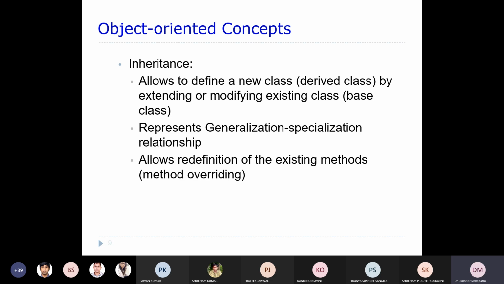You can think of it like children inheriting certain properties from their parents. This is the way that represents the generalization-specialization relationship. We try to generalize certain things, and we'll talk about generalization and specialization. It also allows redefinition of existing methods, called method overriding.